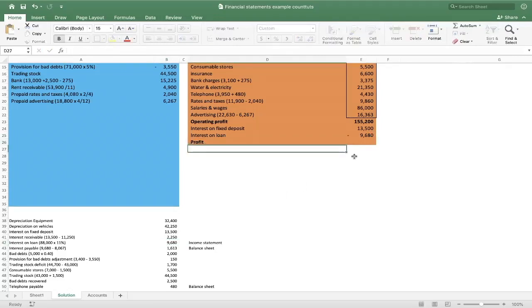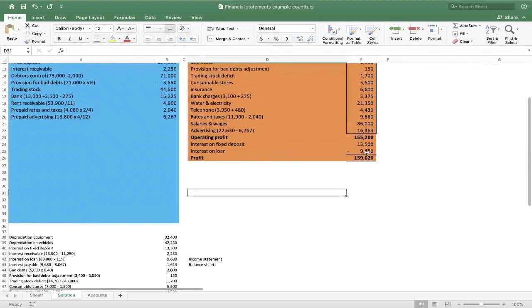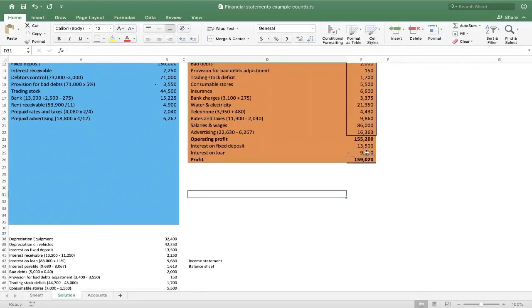Obviously, we're given no information about taxation, so if you're given no information about taxation, you will just do it as I have done it here, and you should be correct. Okay, and our profit is equal to the operating profit plus our interest on fixed deposit minus our interest on loan, and it gives us our profit of 159,020 rand. Okay, so let me put that nicely. And now we have just completed in full our income statement.